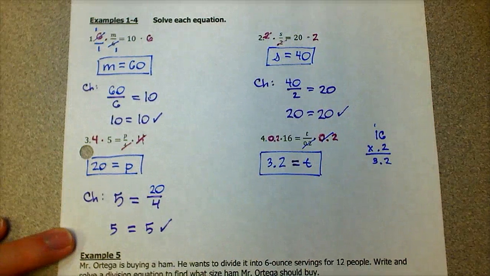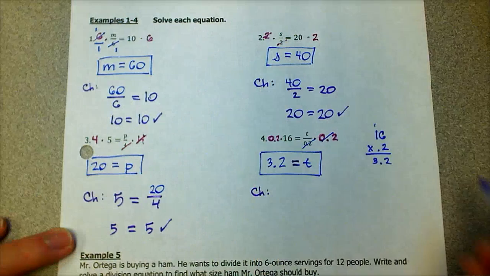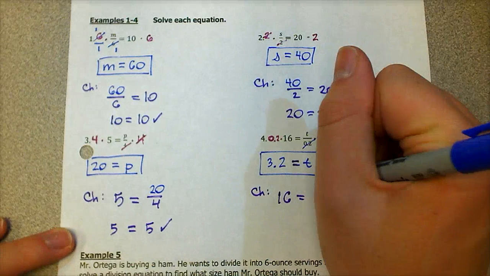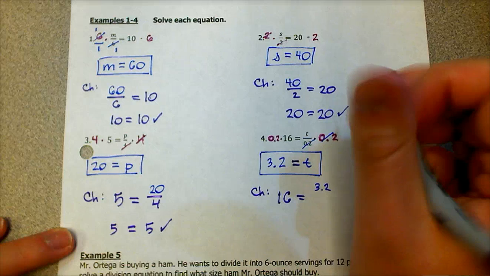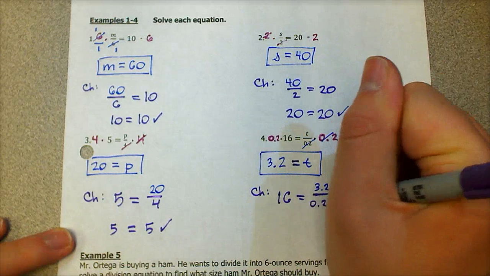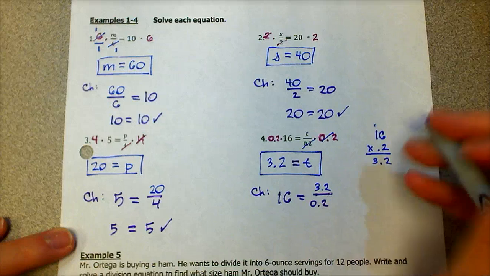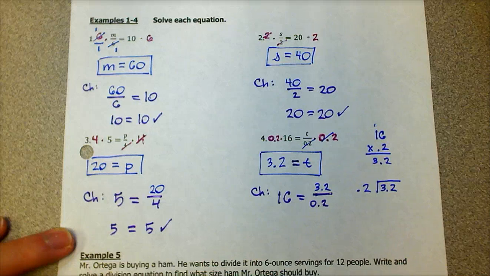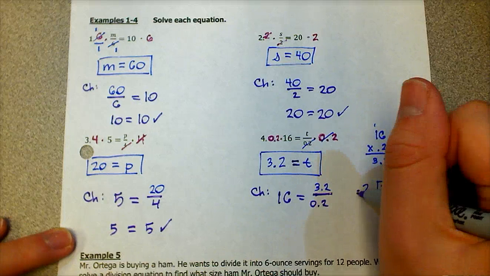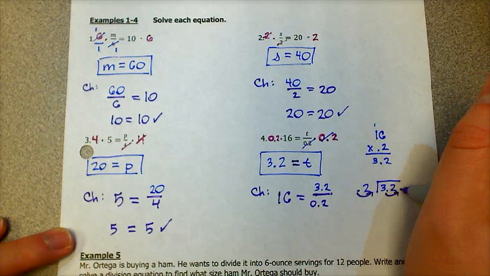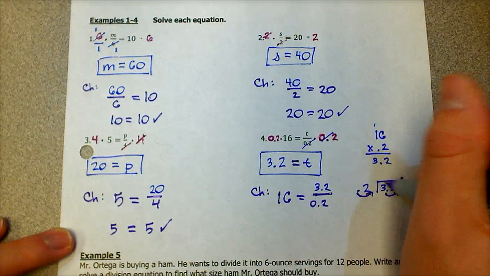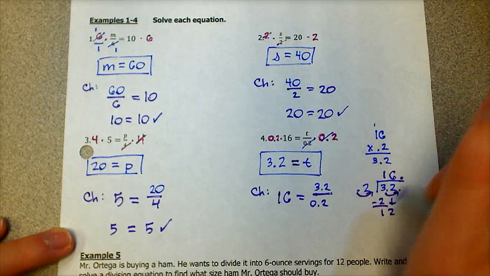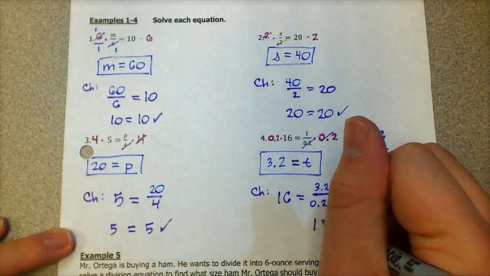And then to check that, we'll take our equation 16 equals, we believe t is 3.2, divided by 0.2. Well, 3.2 divided by 0.2, if we use our long division, would look like this. We'd move our decimal point one place to the right here on 2, one place to the right on 32, and 2 goes into 3 one whole time. 2 goes into 12 6 whole times. So we do get a 16 equals 16 for our check.